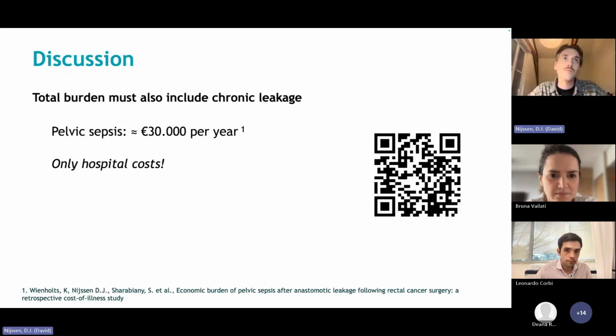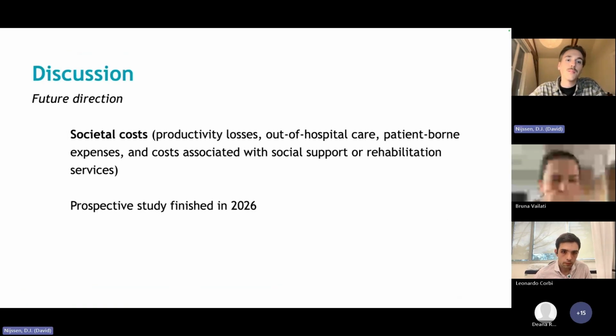And we also did a study with these patients in which we looked at the cost of treating those patients, which involves mostly a lot of complex salvage surgery, and that accounted to more than 30,000 euros per year extra for those patients. And having said that, you also have to account for that a lot of those patients will end up with a definitive colostomy, which is also very expensive. And that's only the hospital costs.